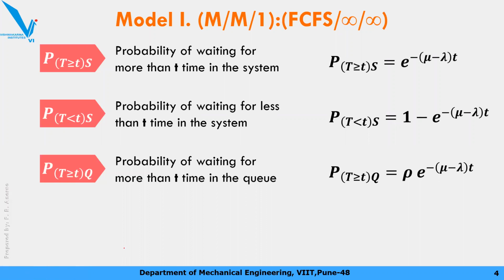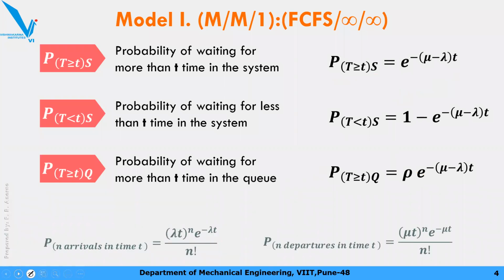Okay, so you can remember the first formula. After that, the second formula is 1 minus the first formula. For the third formula, it is rho into the first formula. In addition to these, there are these two rarely used formulas. The first formula is used very rarely, but we should have that formula. You should know these two formulas.